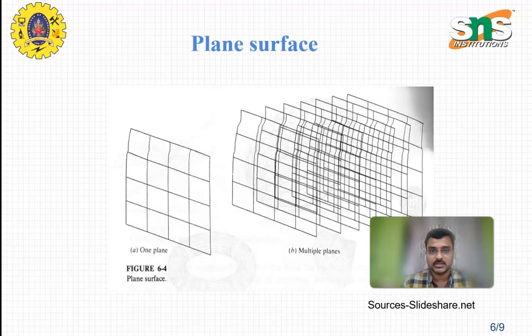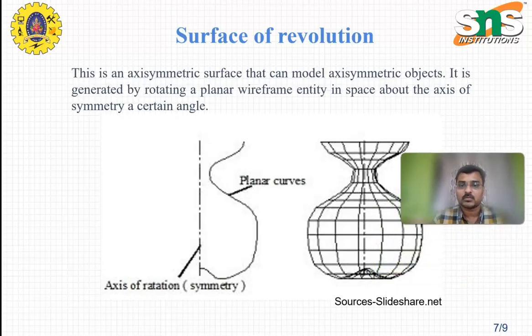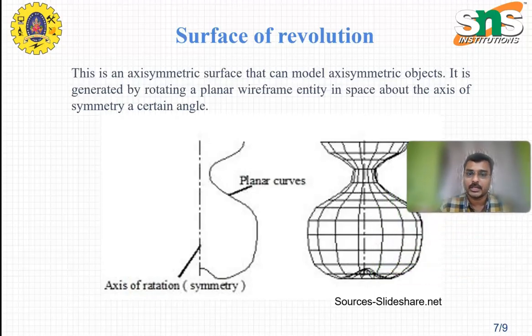Plane surface. This is an example of the surface modeling technique. Surface of revolution. This is an axisymmetric design. It is generated by rotating a planar wireframe entity in space about the axis of symmetry through a certain angle.